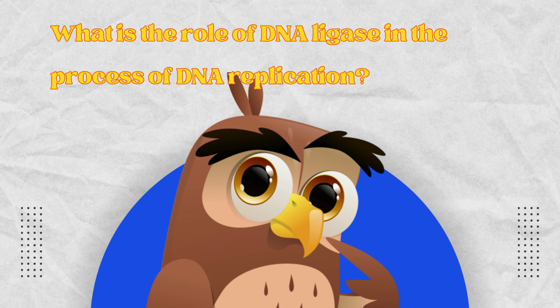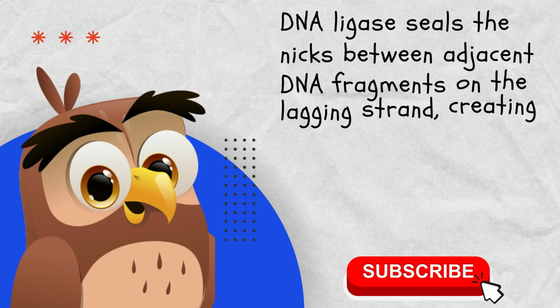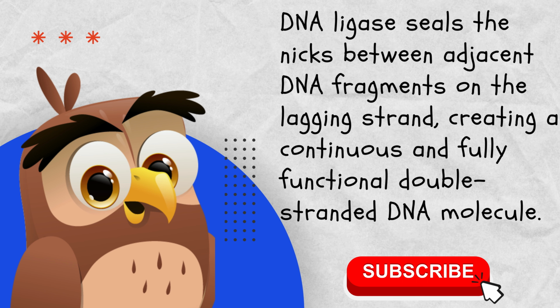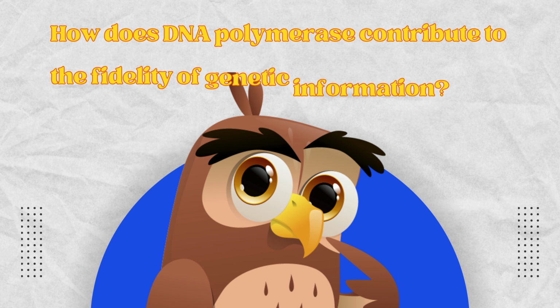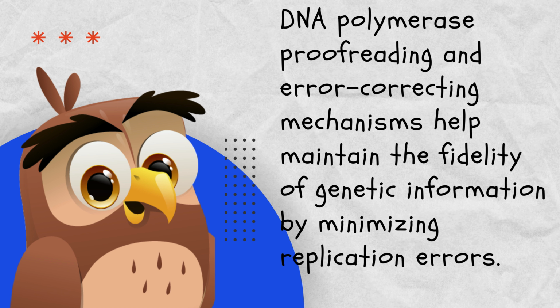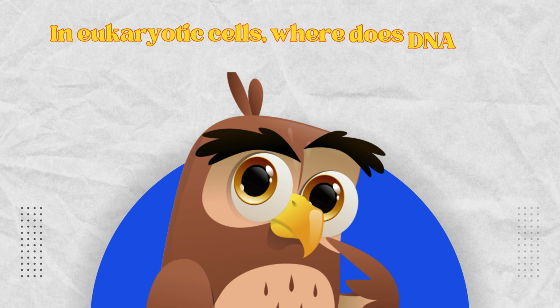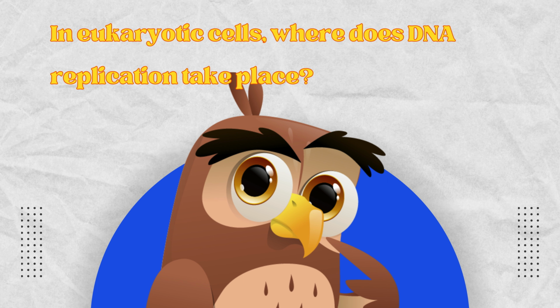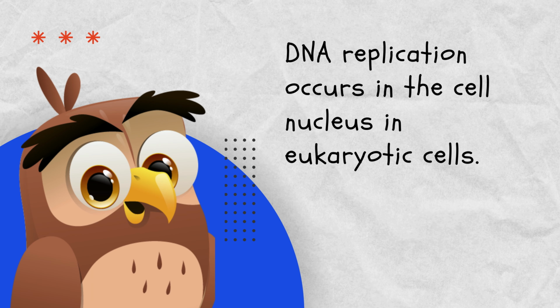What is the role of DNA ligase in the process of DNA replication? DNA ligase seals the nicks between adjacent DNA fragments on the lagging strand, creating a continuous and fully functional double-stranded DNA molecule. How does DNA polymerase contribute to the fidelity of genetic information? DNA polymerase proofreading and error-correcting mechanisms help maintain the fidelity of genetic information by minimizing replication errors. In eukaryotic cells, where does DNA replication take place? DNA replication occurs in the cell nucleus in eukaryotic cells.